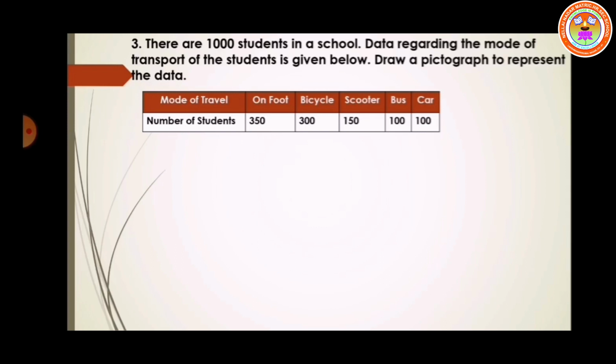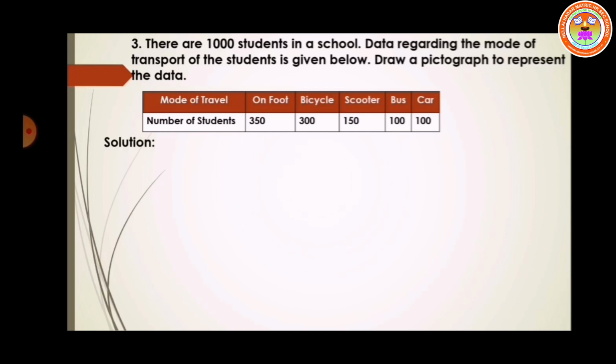Number of students who go on foot is 350. Number of students who go by bicycle is 300. Number of students who go by scooter is 150. Number of students who go by bus is 100. Number of students who go by car is 100.